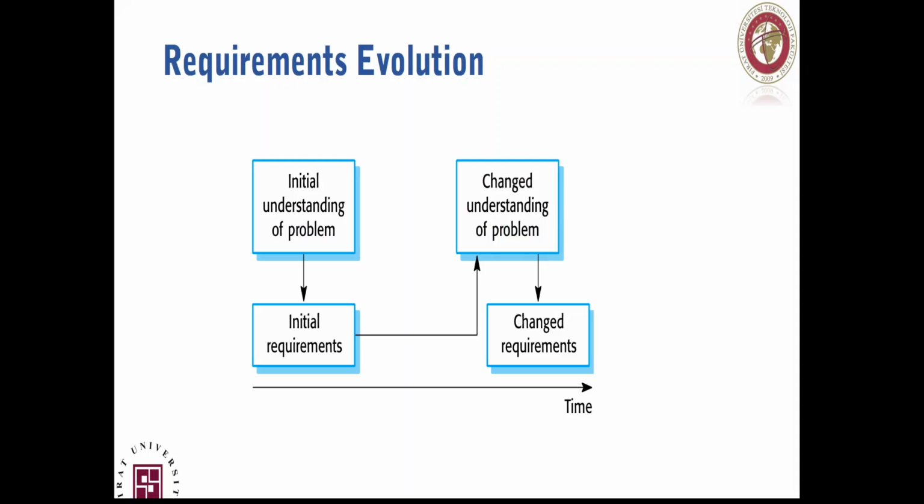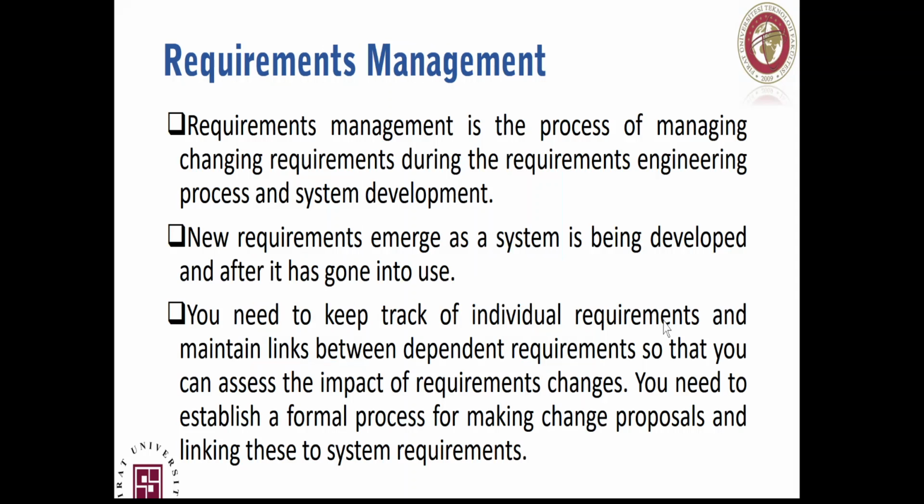Requirements evolution, as I said, is an inevitable action, and usually we have such a scenario where we have an initial understanding of the problem. So we need a software because we need to address or solve a problem. So we can create an initial version of the requirements. Once we have a new or changed understanding of the problem, we need to have changed requirements, and this goes by time. So we may have a number of stages from this kind of scenario. This is possible. That is why we need to have something we call requirements management.